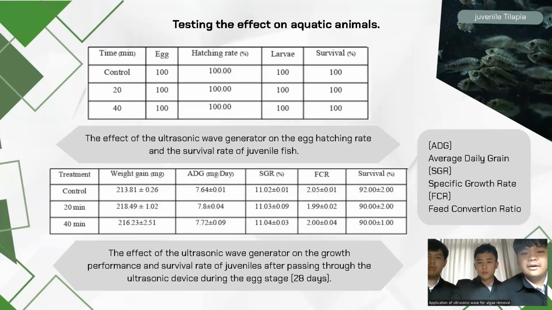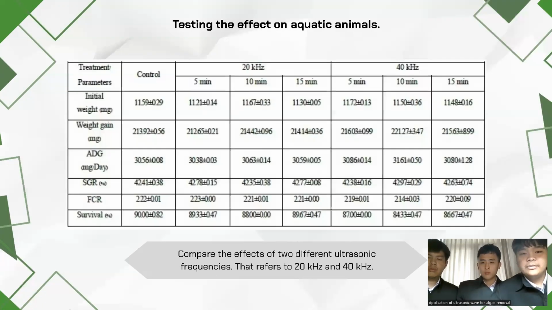Next, testing the effect on aquatic animals. We used tilapia fish in this experiment. The first table shows the effect on the egg hatching rate and the survival rate of juvenile fish. According to the tables, the ultrasonic wave had no detectable impact. The second table shows the effect on growth performance and survival rate of juvenile fish after passing through the ultrasonic wave during the egg state for 28 days. As the table shows, it can be concluded that the ultrasonic wave had no effect.